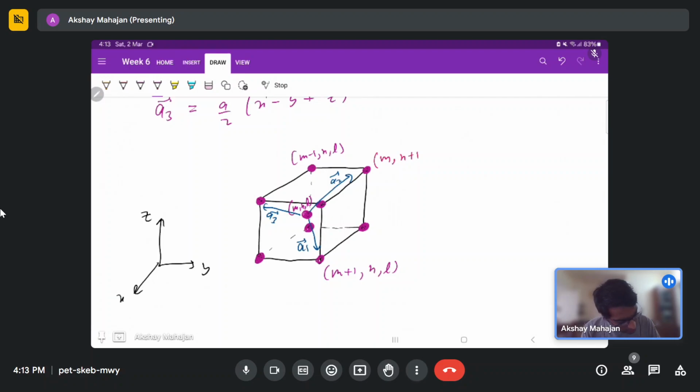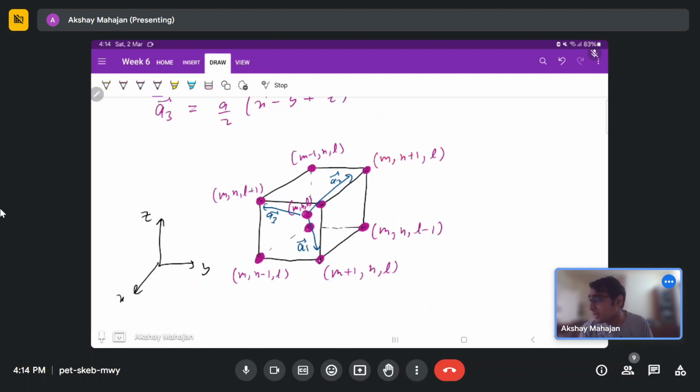The coordinates for this neighbor will be m, n plus 1, l. Correspondingly, we will have one in the negative direction, so it will be m, n minus 1, l. Then for this one, the coordinate will be m, n, l plus 1, because we can go from m, n, l to this using the E3 vector, and correspondingly we will have one in the negative direction, so m, n, l minus 1.